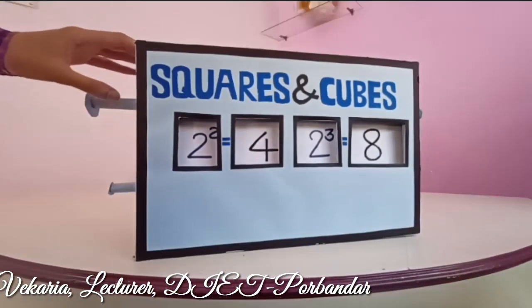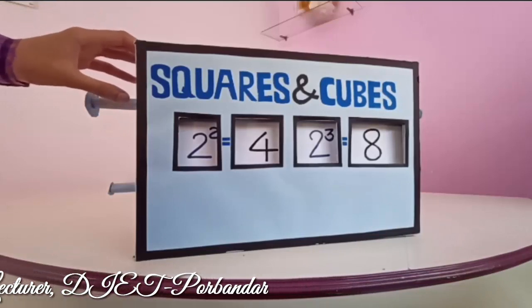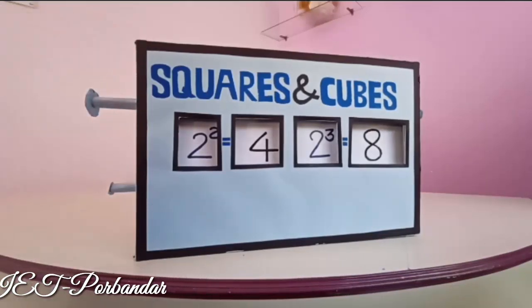Now, the square of 2 can be written as 2 raised to power 2, which will be equal to 4. And similarly, the cube of 2 can be written as 2 raised to power 3, which is equal to 8.